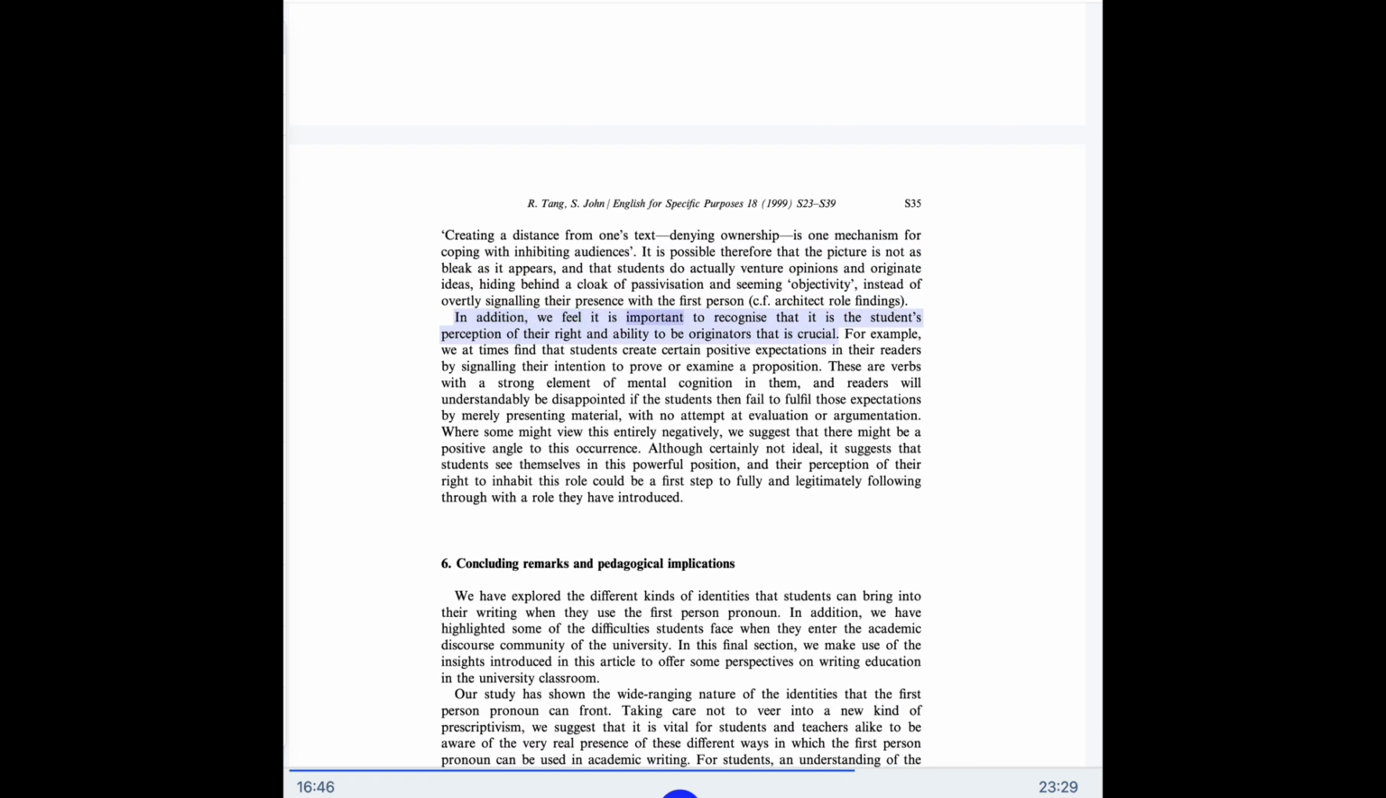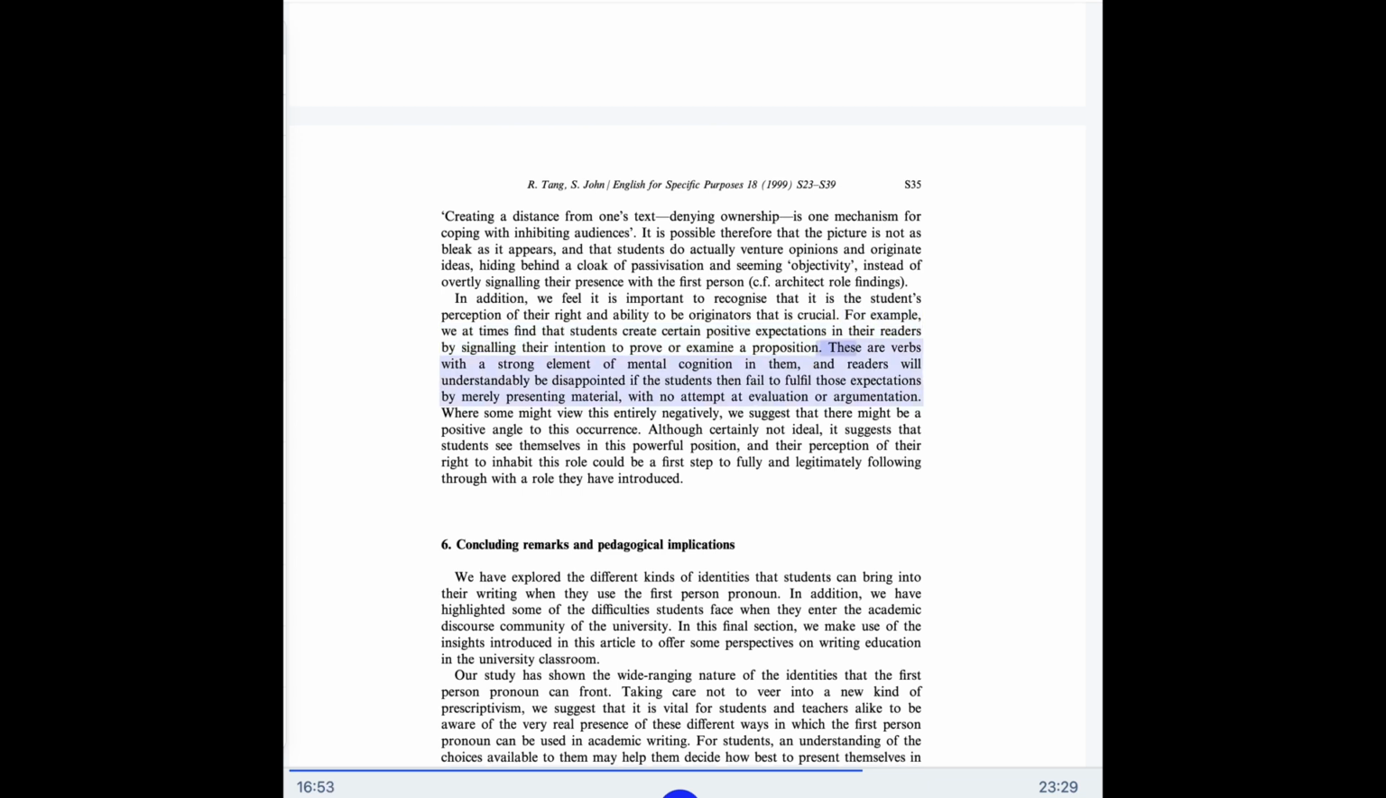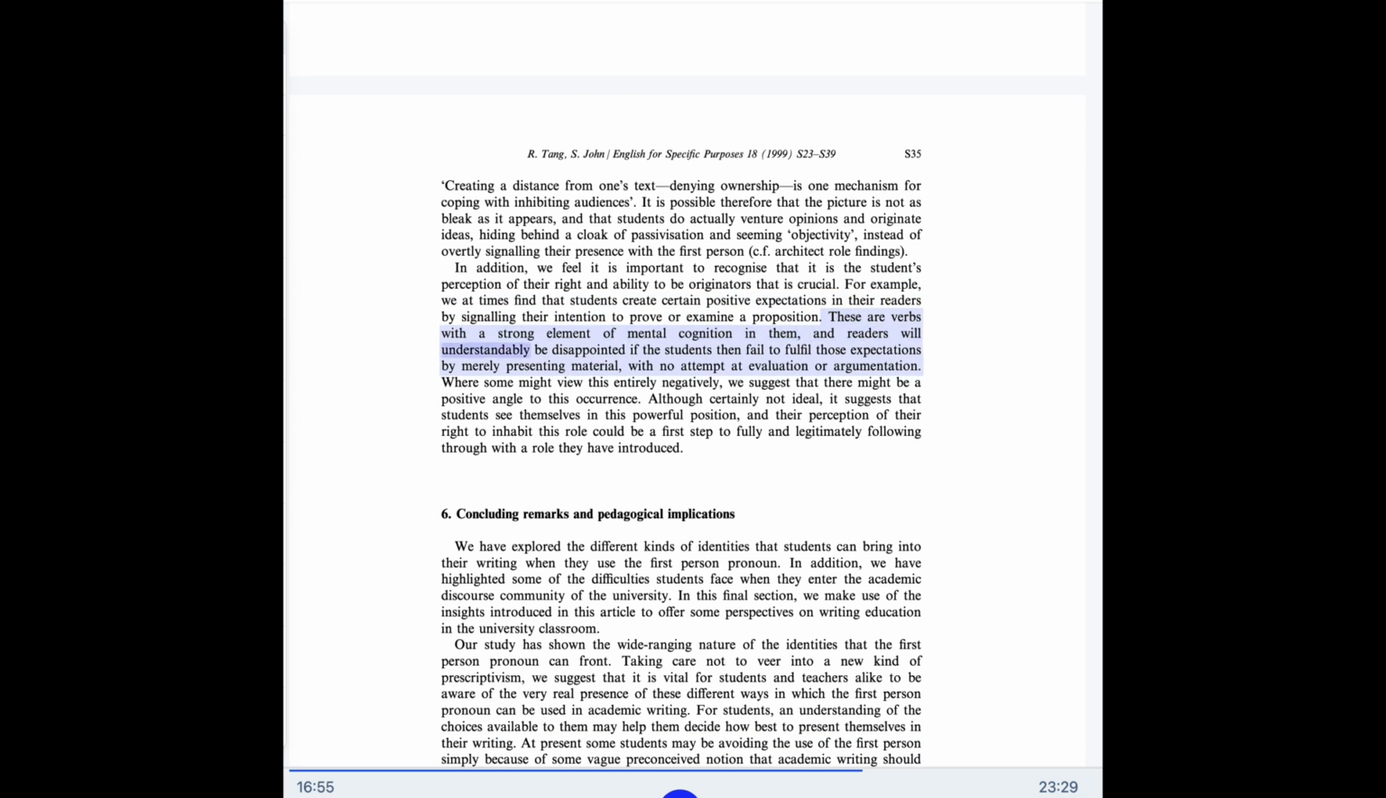In addition, we feel it is important to recognize that it is the student's perception of their right and ability to be originators that is crucial. For example, we have at times seen that students create certain positive expectations in their readers by signaling their intention to prove or examine a proposition. These are verbs with a strong element of mental cognition in them, and readers will understandably be disappointed if the students then fail to fulfill those expectations by merely presenting material, with no attempt at evaluation or argumentation.